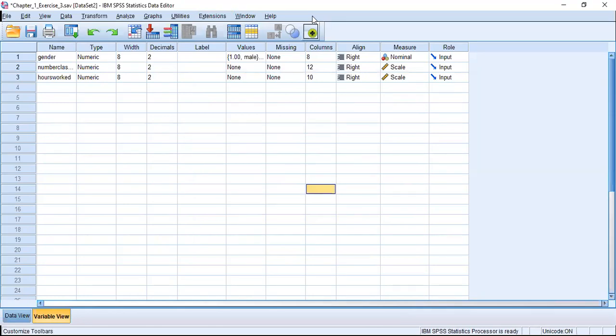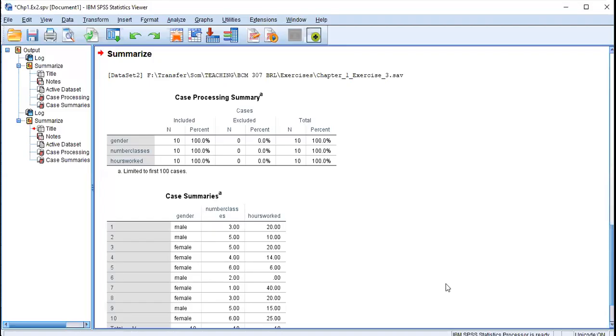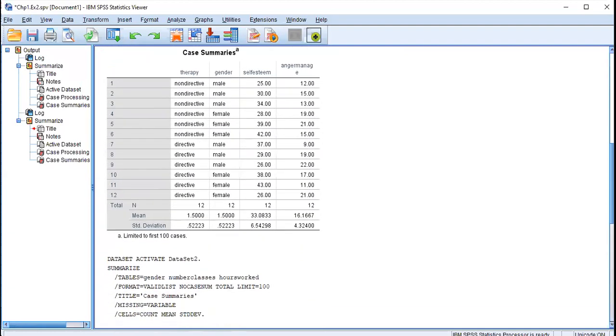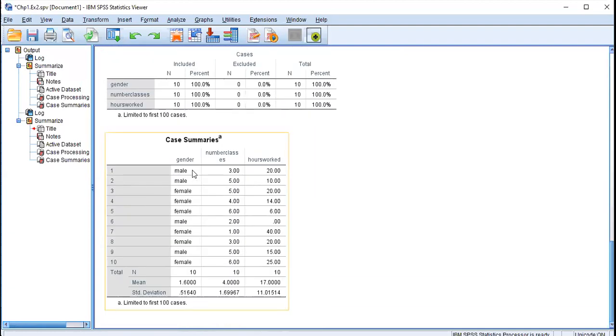And what I'll do is I'll go for the new share, and then I'll look at the share part which I'm getting. So here I get this. This is what the things are. So chapter 1 exercise 3 I've got. Gender, 10 values are there, number of classes again 10, and hours worked is again 10. So this is given to us, and if you look at the summaries here, what you find is that we've got males, and gender is male, female, all we know now.